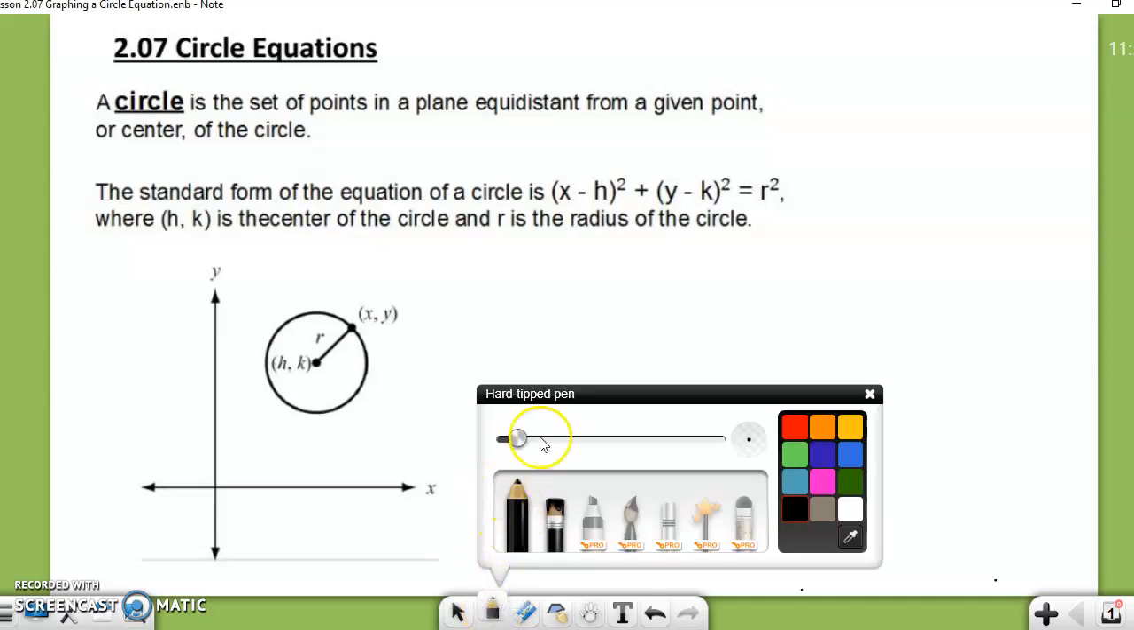Hi kids, it's Miss Gamby here, and we are going to be working on graphing circles from their equations today, as well as testing to see whether points are on a circle, in a circle, or outside a circle.